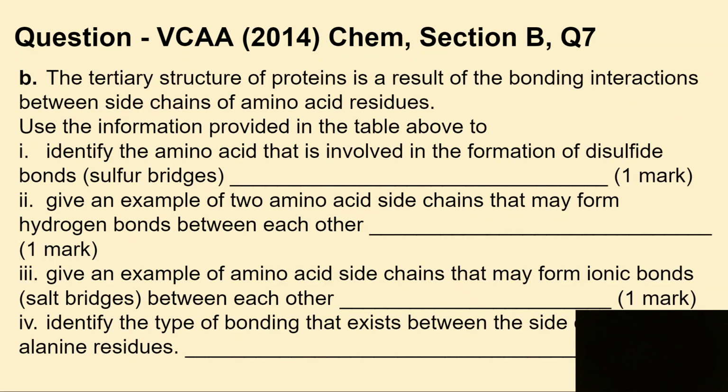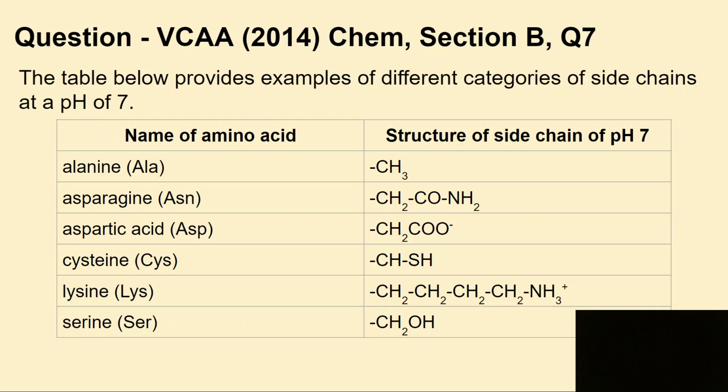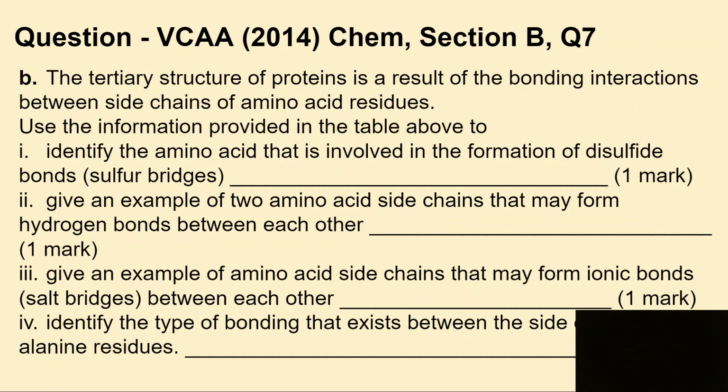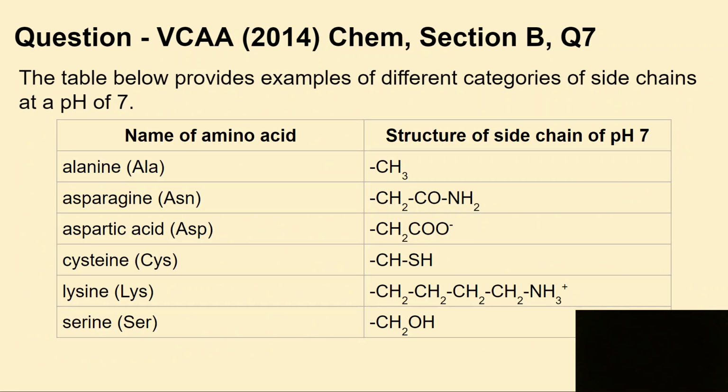Cysteine. Got it in 1. 2. Give an example of two amino acid side chains that may form hydrogen bonds between each other. Asparagine and serine. Correct. Give an example of an amino acid side chain that may form ionic bonds, salt bridges, between each other. Asparagine, no. Lysine, yes. And aspartic acid.